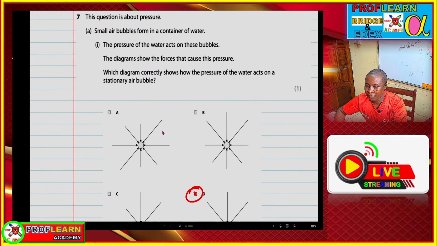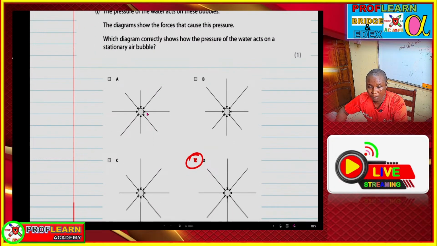In question number 7, it's about pressure, and we are told about a container of water, and there's a bubble inside the water which is going to be acted upon. Pressure is going to act on that bubble. Then which diagram correctly shows how the pressure of water acts on the stationary bubble?